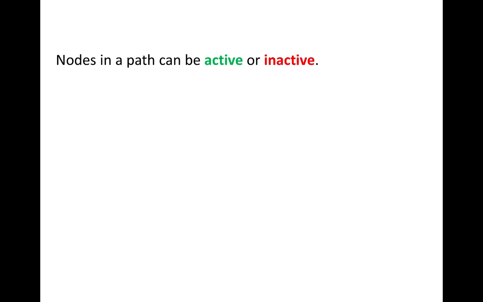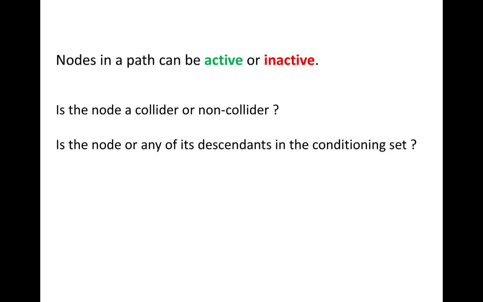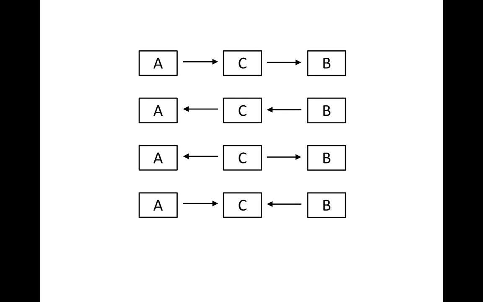Nodes on a path can be active or inactive, and this depends on A, whether the node is a collider or non-collider, and B, whether the node or any of its descendants are in the conditioning set. First, let's deal with the simple case, when the conditioning set is empty. Consider the four possible undirected paths between the pair of variables a and b that go through only one variable c.